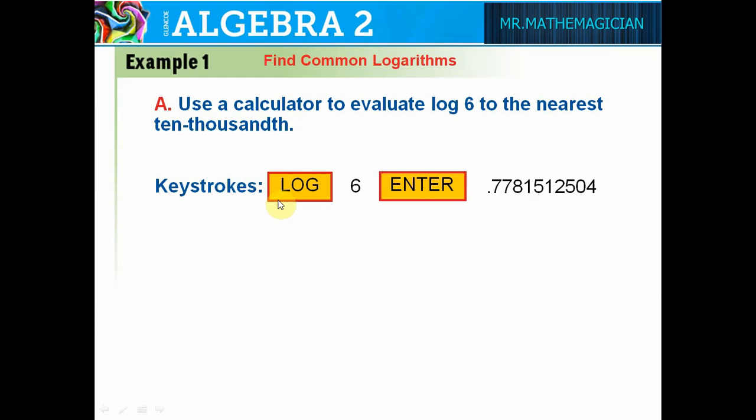So press the log button I told you about, it's log without a base. Then press 6, press enter or equals according to your type of calculator. And you will find the answer appears like this number. So for the nearest 10,000ths, you will take only 4 decimals. So it will be 0.7782 because it has a 5 to the right. And the final answer is about 0.7782.